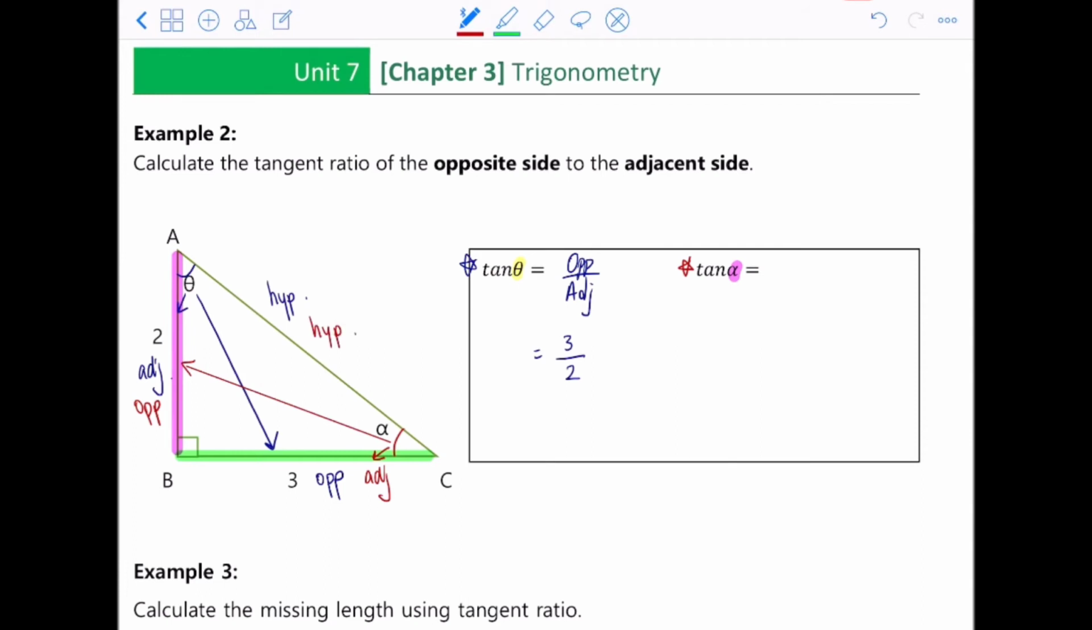All right, let's take a look. So we have the same setup, but this time our values will be different. The opposite side is actually just 2 for alpha, and the adjacent side is 3. So notice that depending on the angle, the value of the ratio will change.